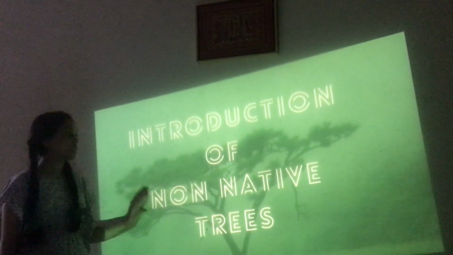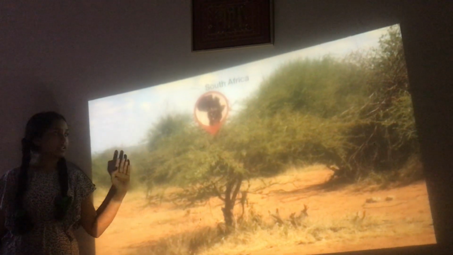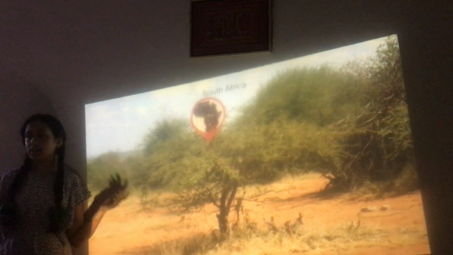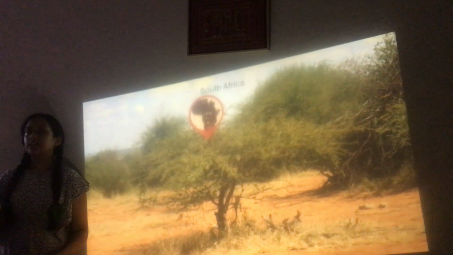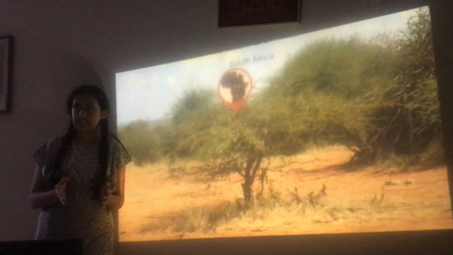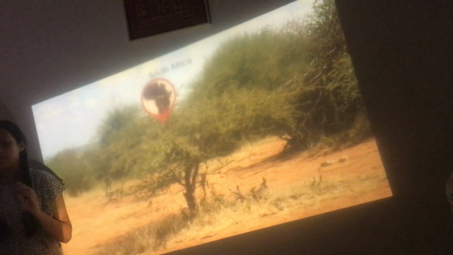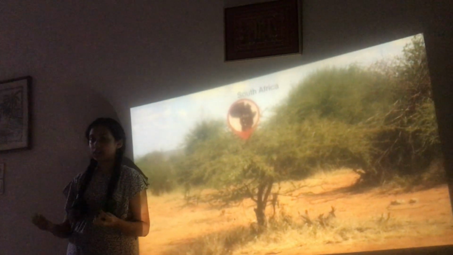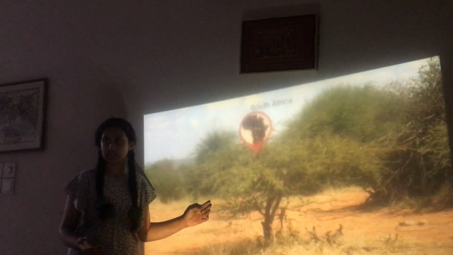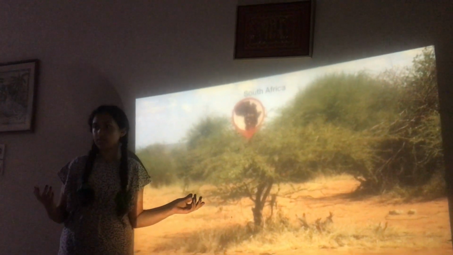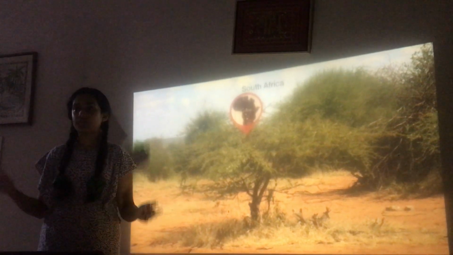Also, the introduction of non-native species. For example, in South Africa, a type of acacia has been introduced, and that acacia is incredibly invasive. Since it's incredibly invasive, the government spends millions of dollars just to get rid of this species because they do not need them. They already have natural forests.